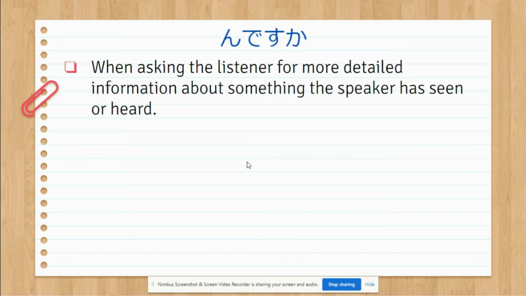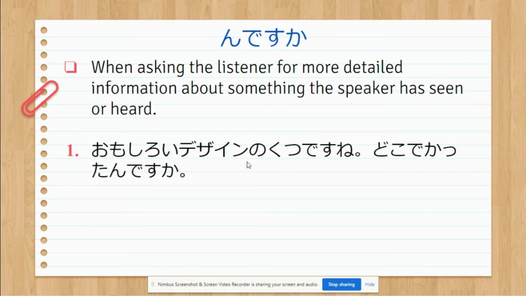When asking the listener for more detailed information about something the speaker has seen or heard. So it has something to do with things that you have already seen and heard as well. In the first one, you already have a guess and you just want to confirm. This time, you're asking for more detailed information which you are not aware of. So you don't have any idea. You want to know more information.